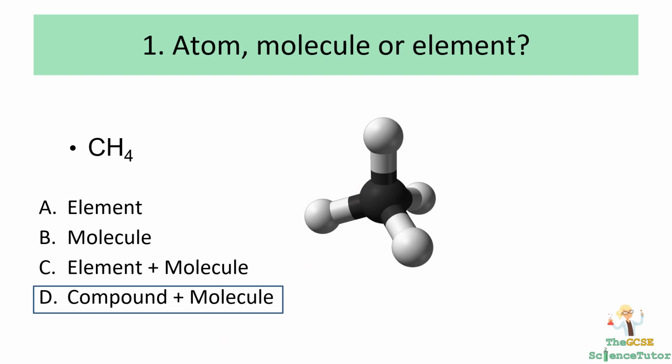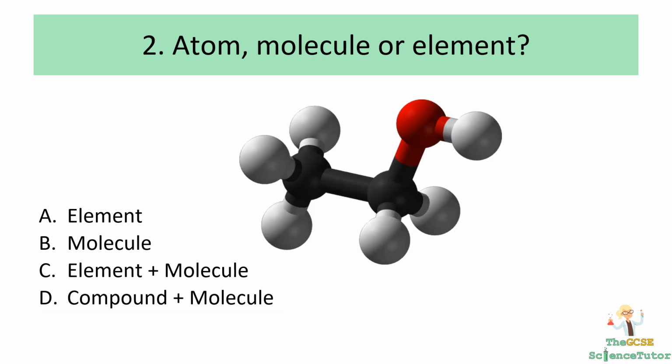Let's have a go at another example. So here is ethanol. Ethanol is made up of 2 carbon atoms, 1, 2, 3, 4, 5, 6 hydrogen atoms and an oxygen atom. So which is it? Great, this is also a compound and a molecule. We have more than one type of element present. In fact, there's 3, and there's also more than one atom here, and there's 9 atoms in total.